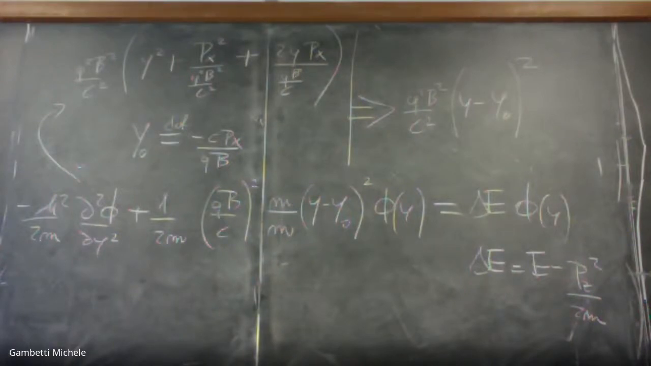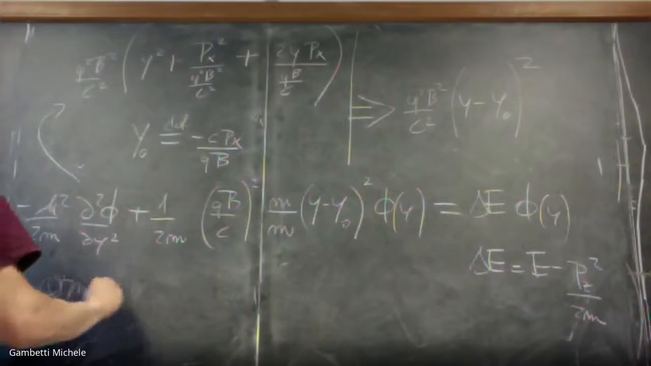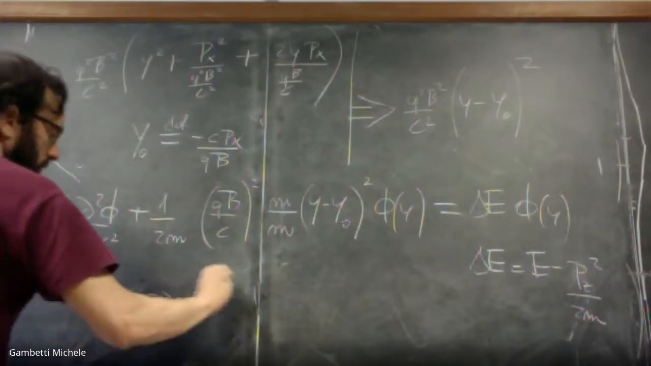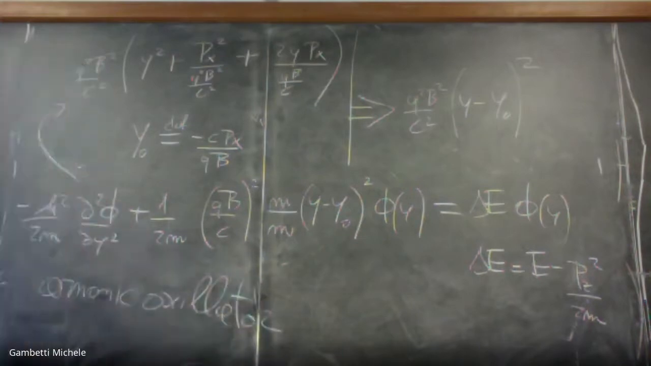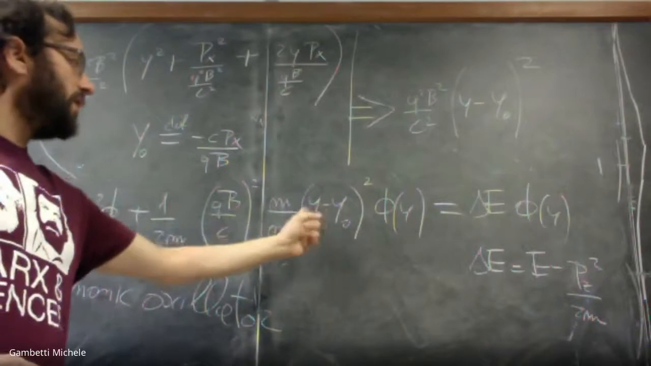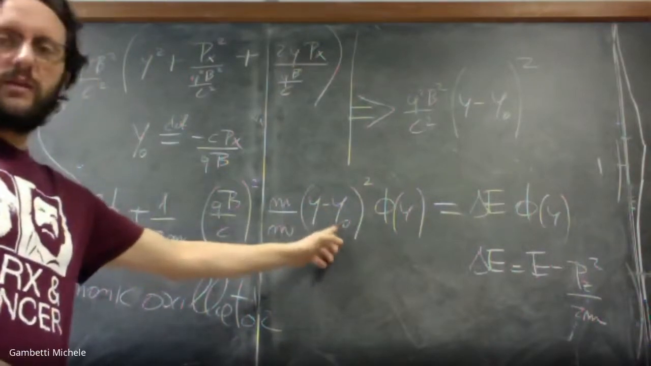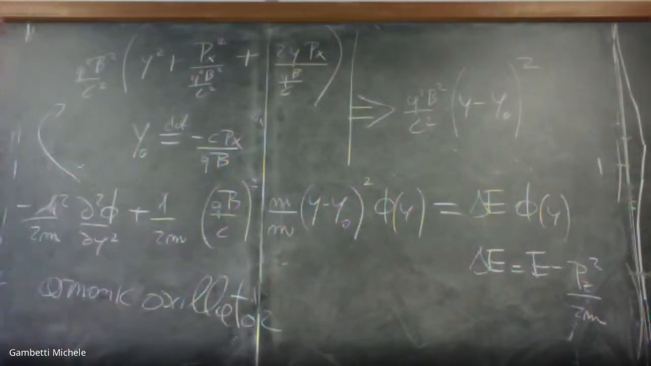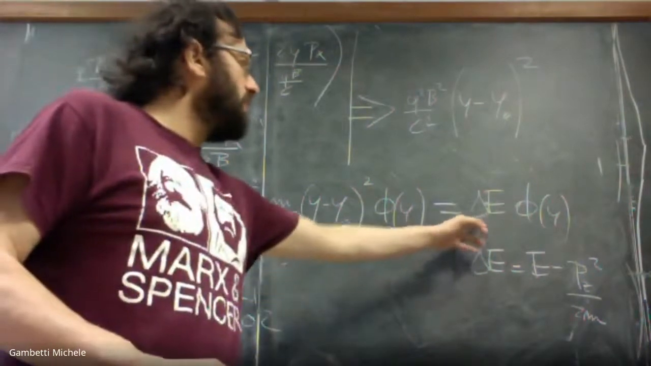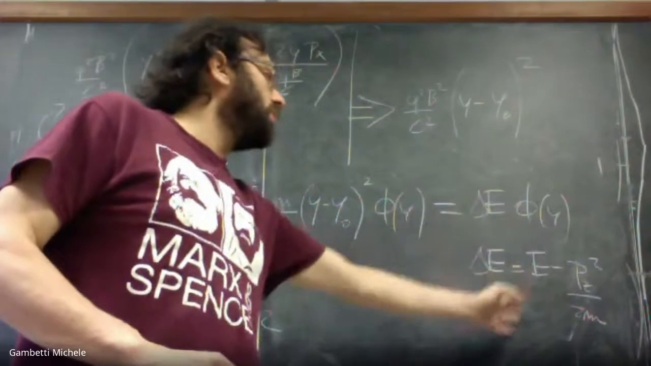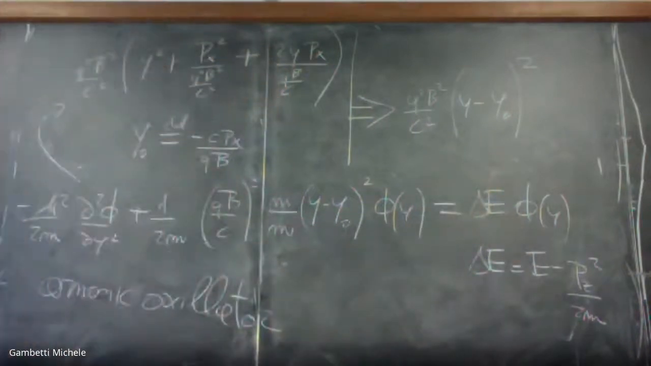Now, the 1 over 2m, qB, I put the m there for a reason that will be clear shortly, and ΔE is that one. Now, you see this has the structure of a harmonic oscillator. Because you have a second derivative in y, and then you have a quadratic potential, it's just shifted with this y0, but it's a harmonic oscillator, okay? And now we will write the frequency of this harmonic oscillator, which is equal to a certain eigenvalue times φ.